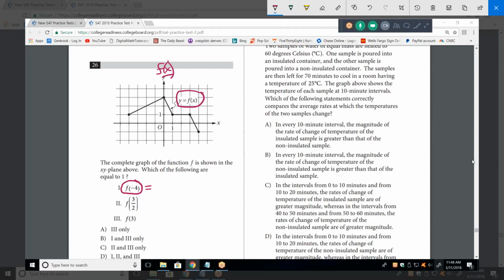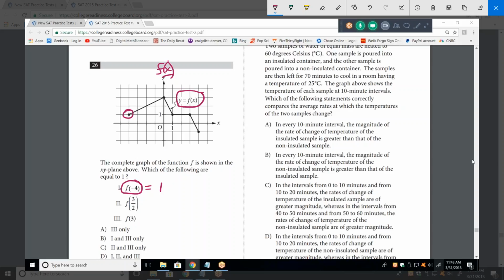Negative 1? What's the y value on that right there? 1. So it's positive 1. It's not negative 1. Negative 4. The x value is negative 4, but the y value is positive 1.